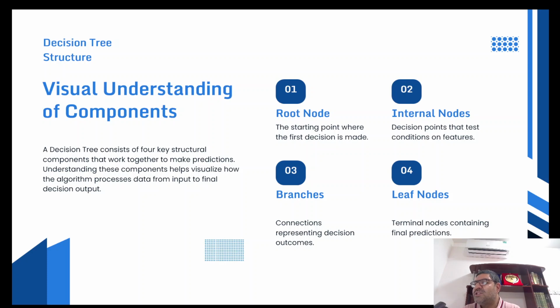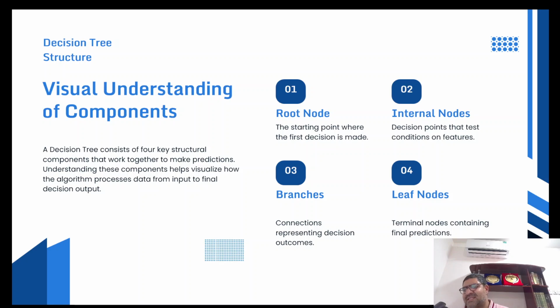Then internal nodes, decision points that test conditions on features. So they are testing the conditions on the features, which condition is true. And branches are the connections representing decision outcomes. So these are representing the decision outcomes. We can correlate these components to the earlier example as well. And the leaf nodes are the terminal nodes which contain the final predictions.